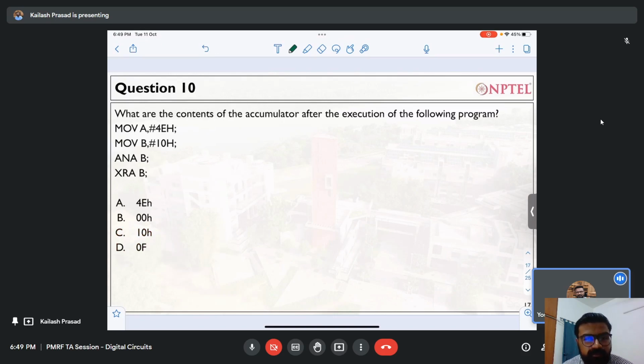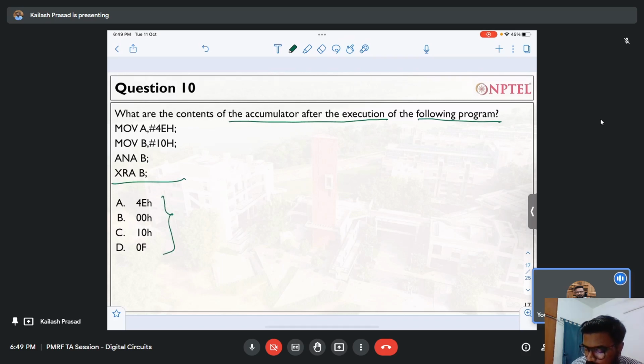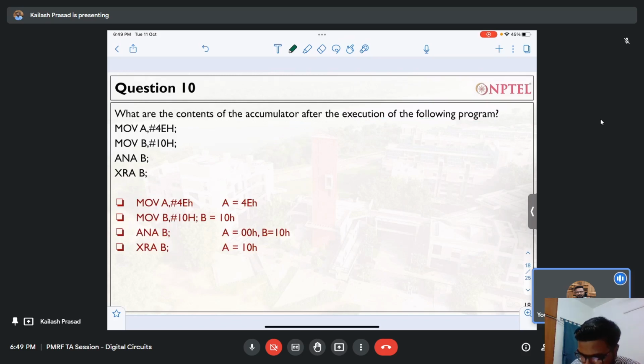Moving to another question. Here the question states: what is the content of the accumulator after execution of the following program? So we have another program, and you have to find out what will be the value of A after this. To approach this problem, again very simple, you write MOV A, 4EH. It means that A is equal to 4EH. So after the first step, the value of the accumulator is 4EH.